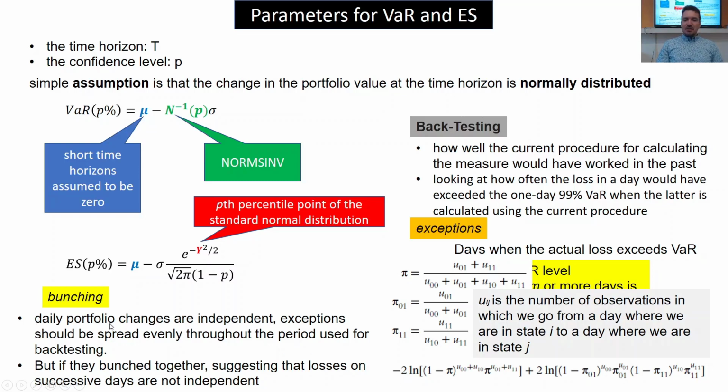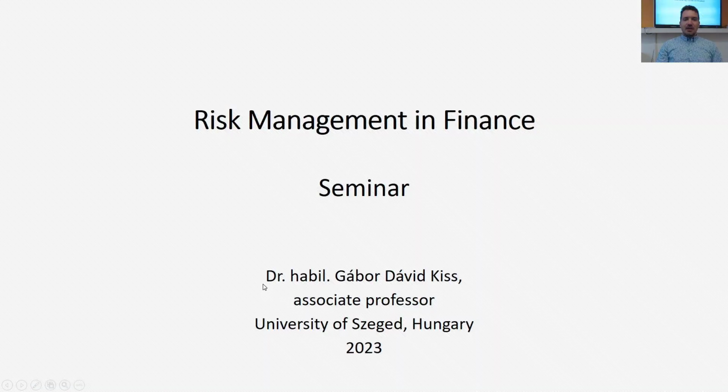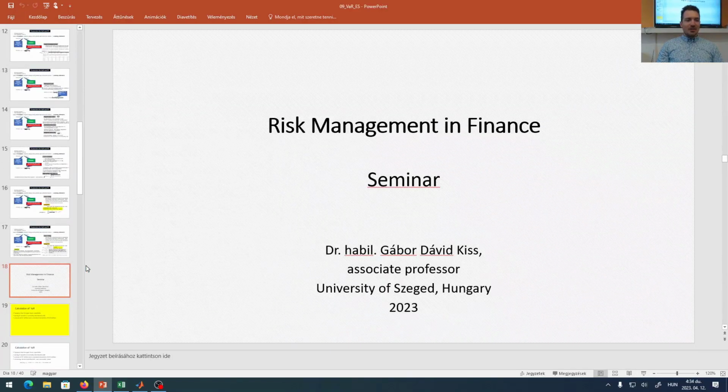And also we can have the bunching, so daily portfolio changes are independent. Exceptions should be spread evenly through the period used for backtesting. If they bunch together, that suggests that losses on successive days are not independent. So that's why we should test it as well, because this non-independence in changes, if you look at it closer, is practically autocorrelation. Yeah, so I showed you many things. So let's run calculations.